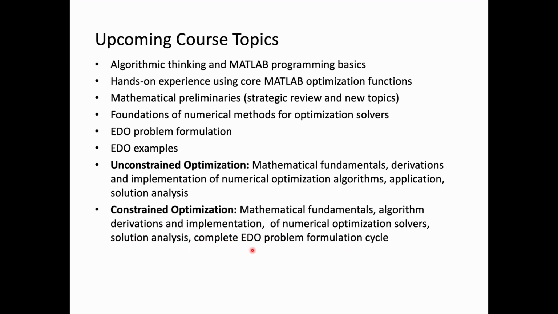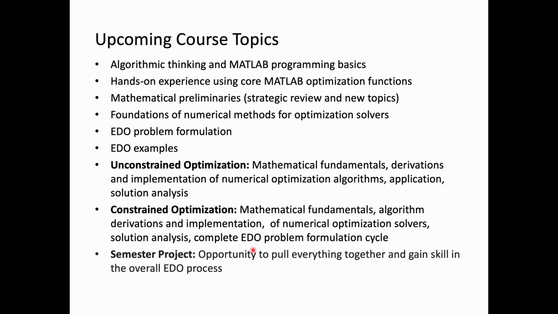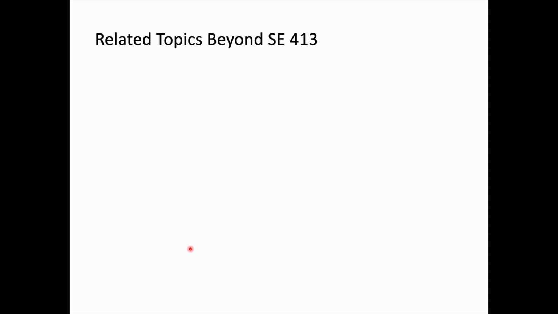Now that we have this ability to solve constrained optimization problems, we can start going through the complete problem formulation cycle. Through all of this, you have a semester project that's an opportunity to pull everything together and gain skill in the overall engineering design optimization process. That's the scope of this course. I'm going to very briefly touch on a few topics you might be interested in that build on this course and go beyond its scope, and then that'll be the end of this lecture.